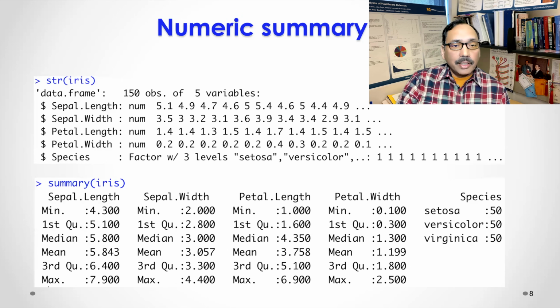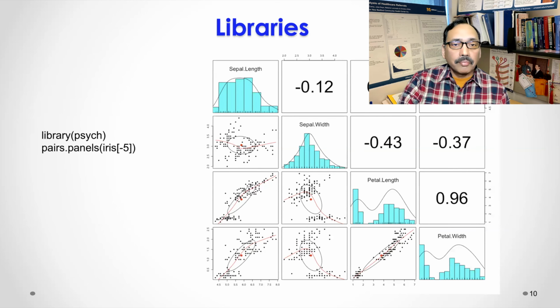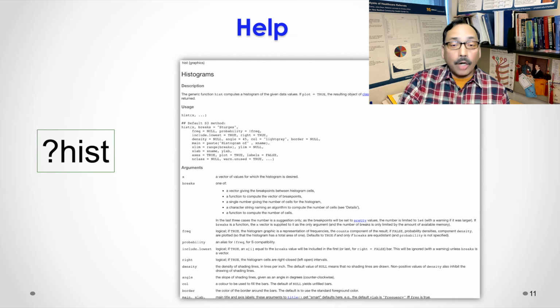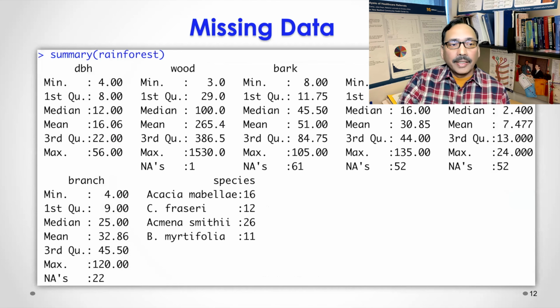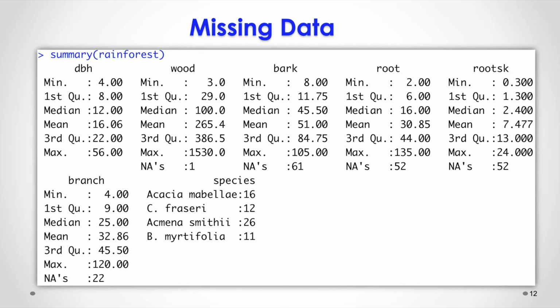So we have seen numeric summaries and some graphical plots. We looked at the psych library and how to do pairs.panels, how to get help. And we also looked at what you can do with missing data.